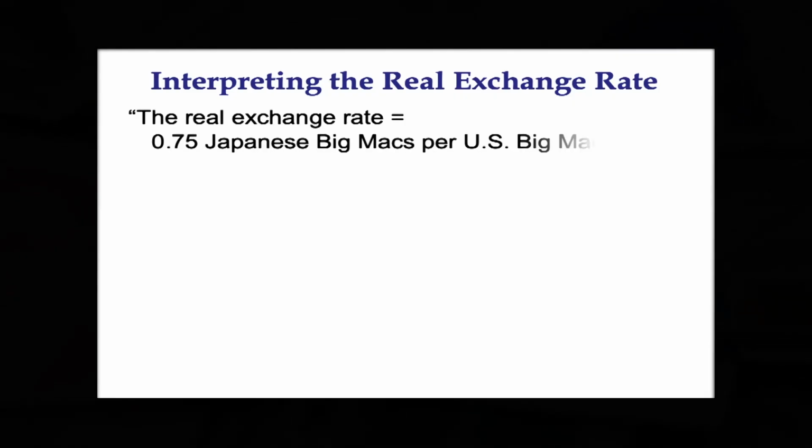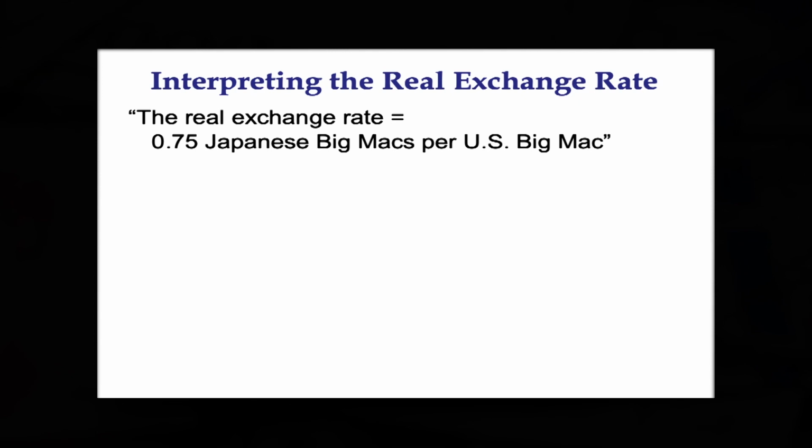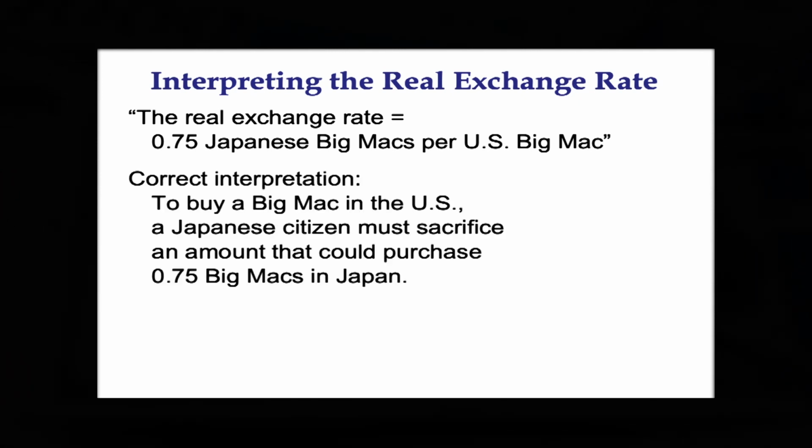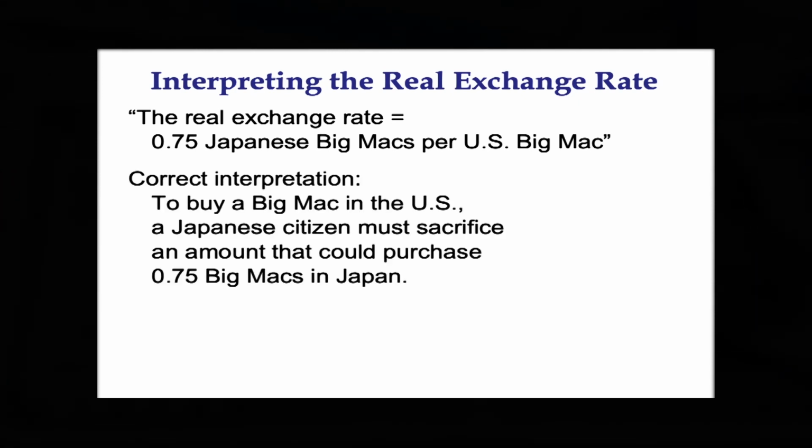Now we move on to the concept of interpreting the real exchange rate. So when we go for interpretation, the real exchange rate comes up as 0.75, and so we can interpret that for the US economy, a Japanese citizen must sacrifice an amount that could purchase 0.75 Big Macs in Japan.